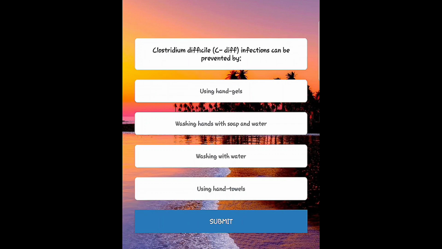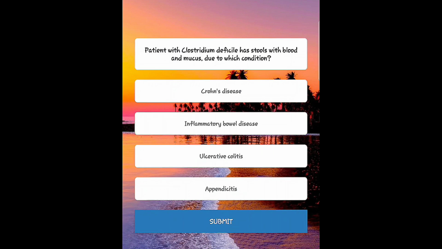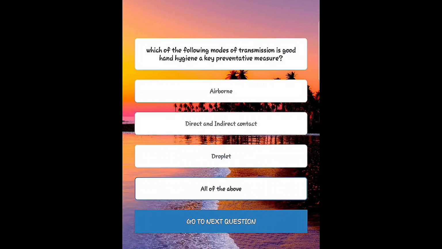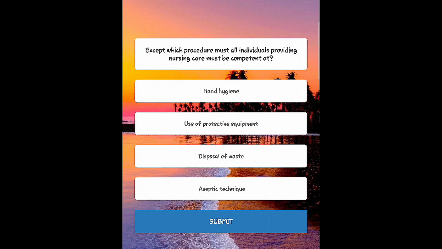Clostridium difficile (C. diff) infections can be prevented by using hand gels, washing of hands with soap and water. Patient with C. diff has stools with blood and mucus due to which condition? Ulcerative colitis. Which of the following modes of transmission is good hand hygiene a key preventive measure? That should be droplet. Wait, it's either droplet or direct and indirect. Let's go for all of the above. Correct. Except which procedure must all individuals providing nursing care be competent at? Aseptic technique, disposal of waste, use of aseptic technique.